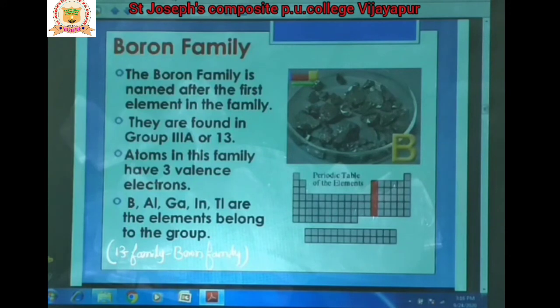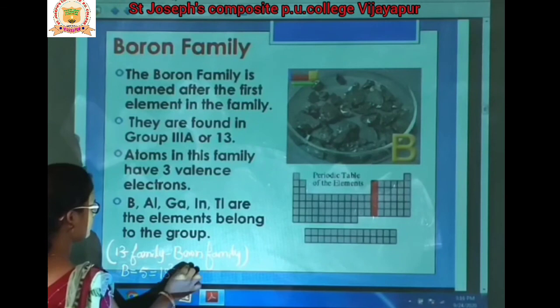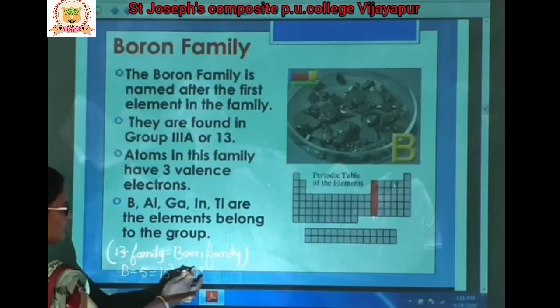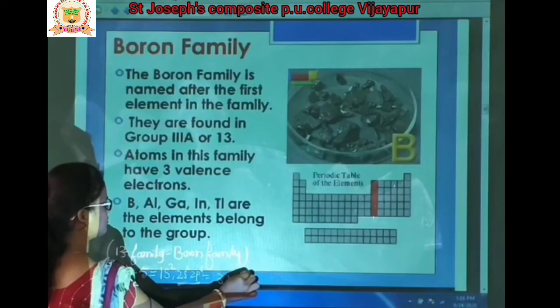Take an example of boron. The atomic number of boron is 5. Then write the electronic configuration: 1s2, 2s2, 2p1. The valence shell is the second shell. The second shell consists of 3 electrons. So, the valence electrons are 3.